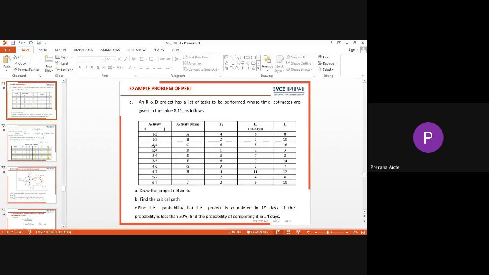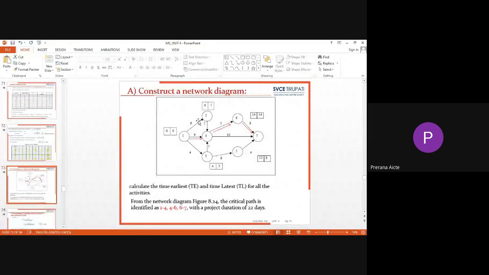The 2 4 activity can be started only after completing the 1 to 2 activity. If you see this particular diagram, this is the 2 4 activity, and it can only be started once this 1 2 activity is completed, because there is a logical sequence of relation between all these activities. And also another activity, which is 3 4. The 3 4 activity can be started only after completing the 1 4 activity.